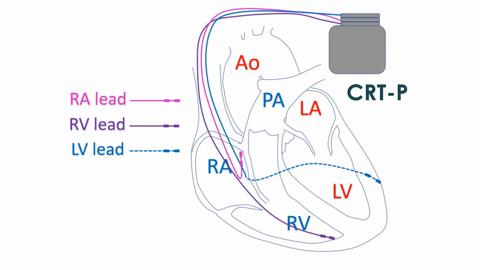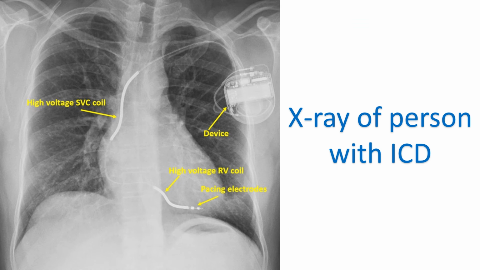CRT alone is now redesignated as CRT-P, or CRT with pacing alone. This is because there is another device known as CRT-D in which a CRT is combined with an ICD. ICD is short form for implantable cardioverter defibrillator, used to automatically shock back the heart into action in case of life-threatening ventricular arrhythmias. This X-ray shows an ICD with high voltage shocking coils in superior vena cava and right ventricle.